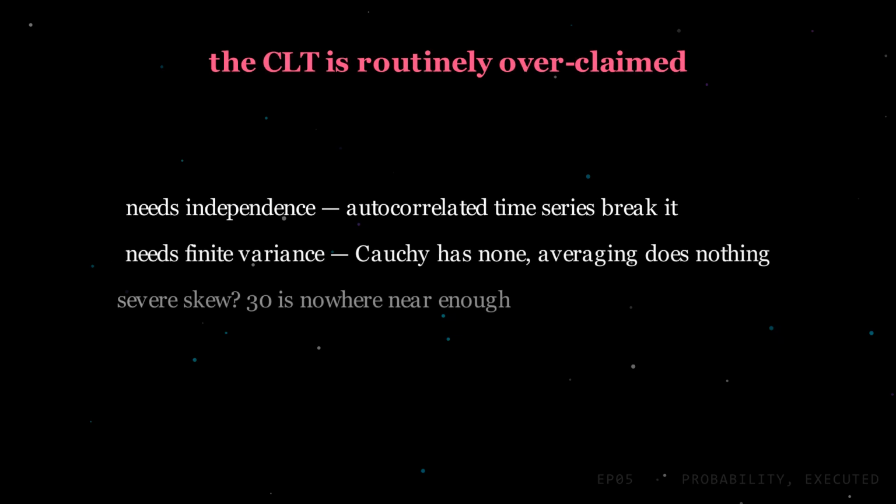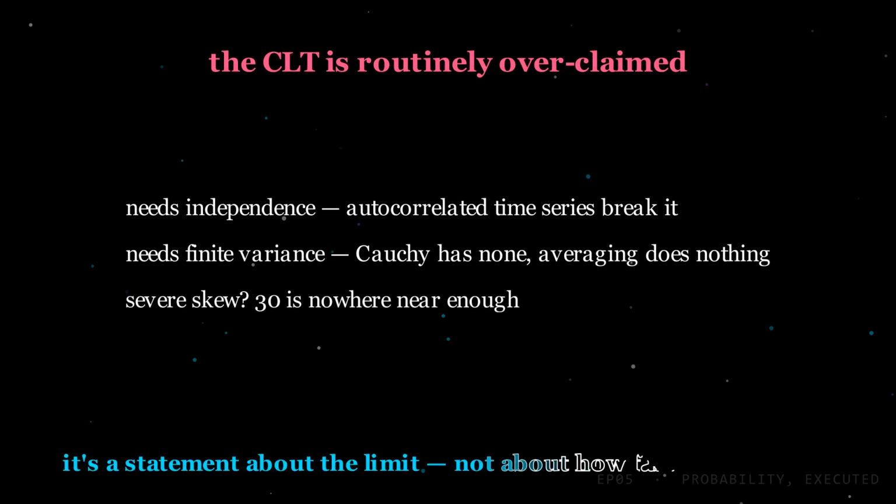Now the honest part, because the CLT is routinely overclaimed. It needs the samples to be independent. So, time series with autocorrelation break it. It needs finite variance, and some real distributions like the Cauchy don't have one, so averaging them achieves literally nothing. The average of 1,000 is as noisy as a single value. And with severe skew, 30 is nowhere near enough. You may need thousands. The theorem is about the limit. It says nothing about how fast you get there.